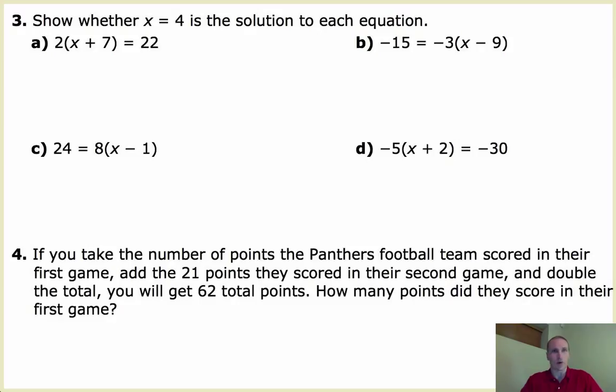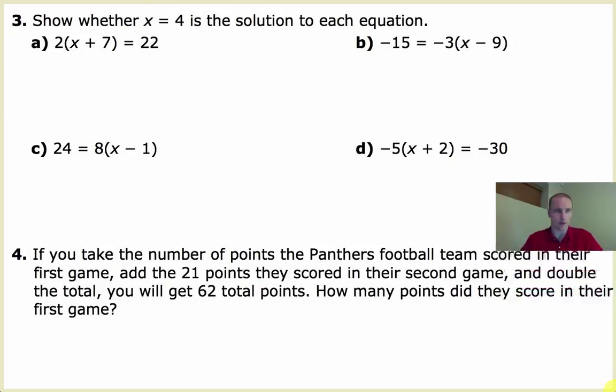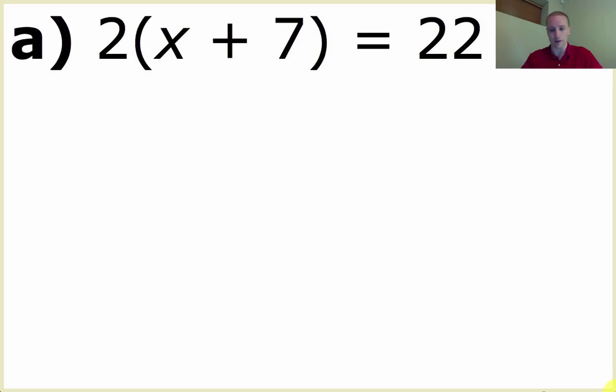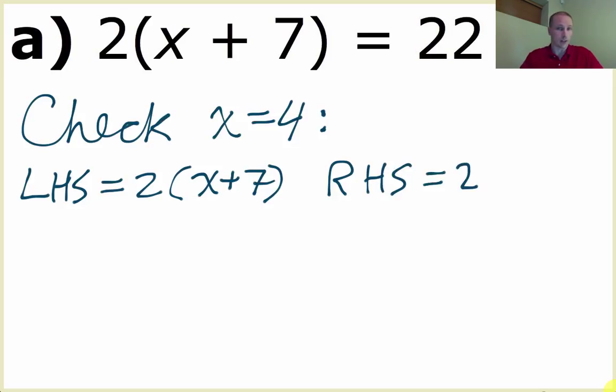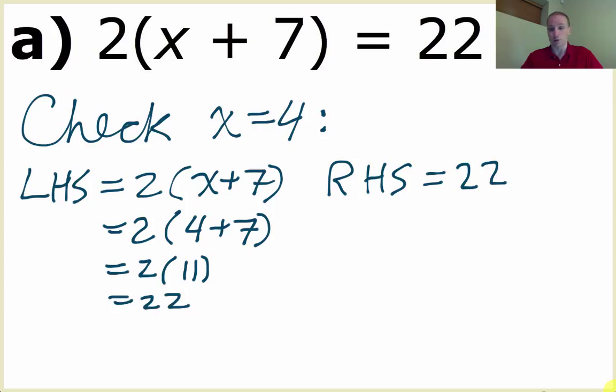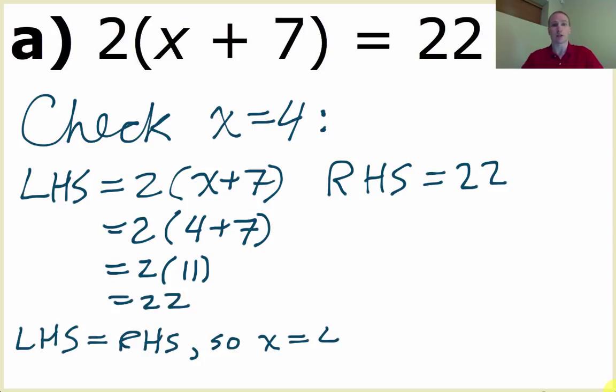Number 3 says to show whether x equals 4 is the solution to each equation. The difference here between this and what we did in the previous example is that we only have to check x equals 4. We don't have to actually solve these equations. Starting with this one, if we want to check x equals 4, we copy down the original left-hand side and right-hand side, replace the variable with what we think is a solution, and calculate. We notice the left-hand side and right-hand side are equal to each other, so we know that x equals 4 is the right solution for this particular equation.